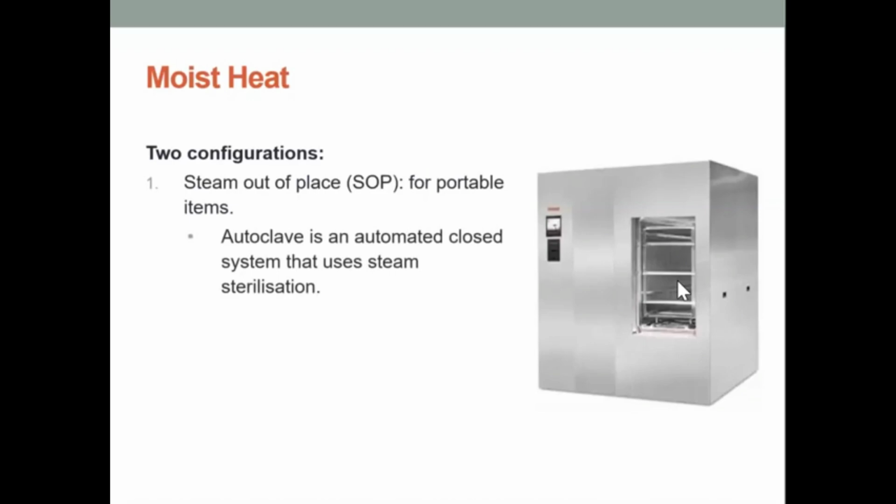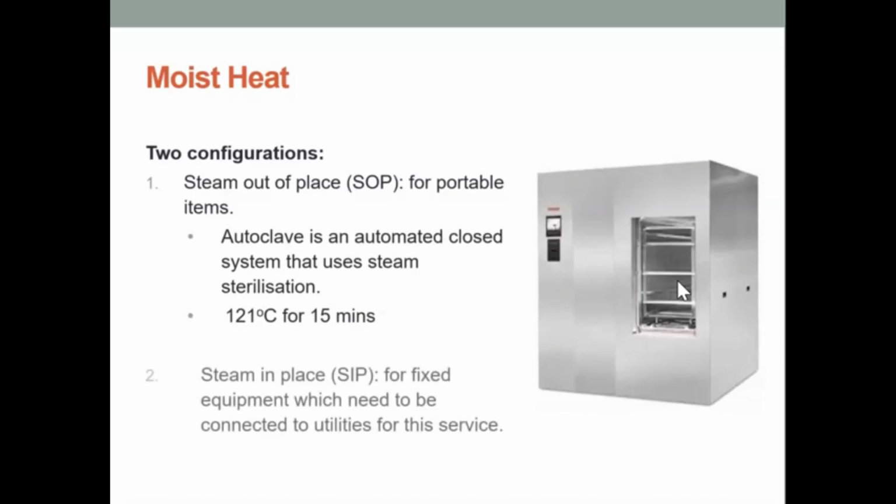Autoclaves are automated closed systems that use steam sterilisers, and we'll be talking a lot more detail about them in a further lesson. They use a temperature of 121 degrees Celsius for 15 minutes. The second type is a steam in place, SIP, and that's for fixed equipment which needs to be connected to utilities for the service.